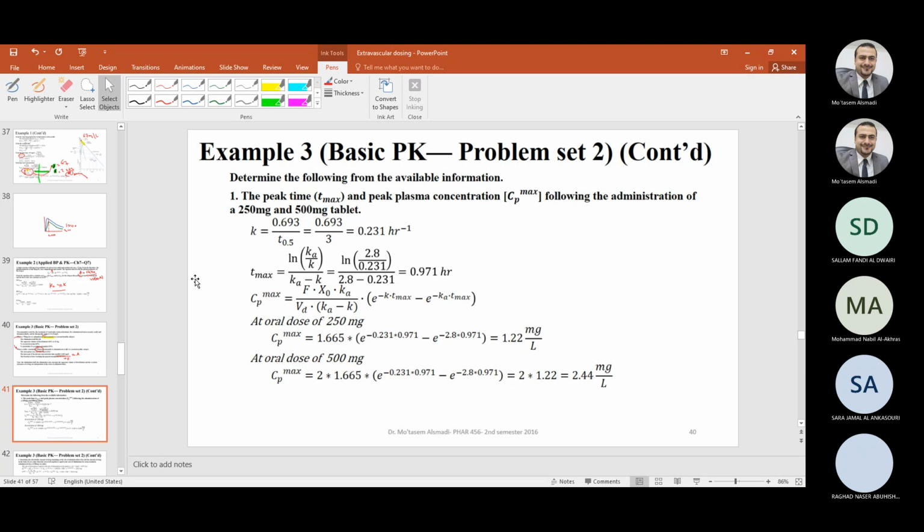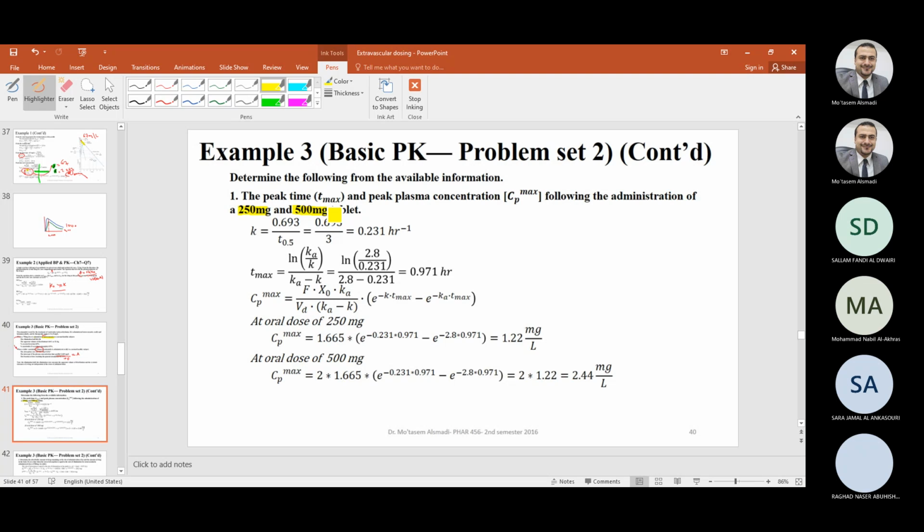First part of the question: the peak time and the peak plasma concentration following the administration of two dose strengths. The first one is 250 milligrams. The second is 500 milligrams orally as a tablet. So the first thing that we need to do is to get the K, which is equal to 0.693 divided by the half-life, divided by 3. That's equal to 0.231 per hour. That's the K. The Tmax is equal to natural log of Ka over K, divided by Ka minus K, right? So it's equal to 0.971 hours.